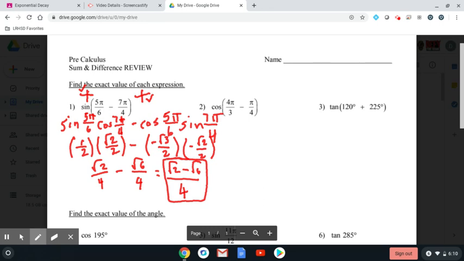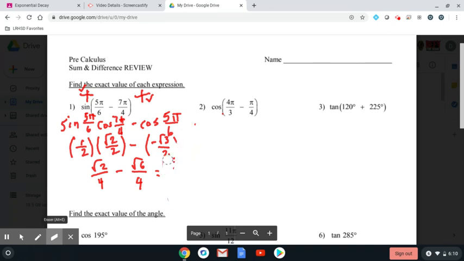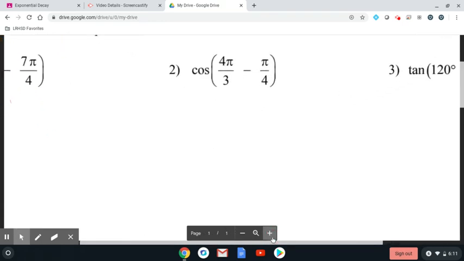All right, let's look at number 2, which is cosine. I'm just going to have to erase some of the stuff for sine. Maybe I'll be able to just zoom in a little bit more. Maybe that'll help. Okay.